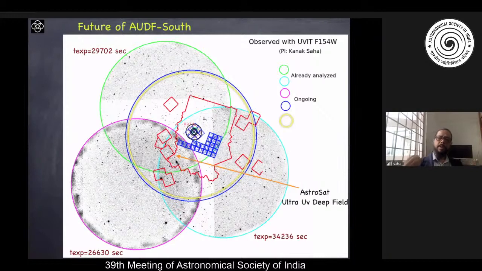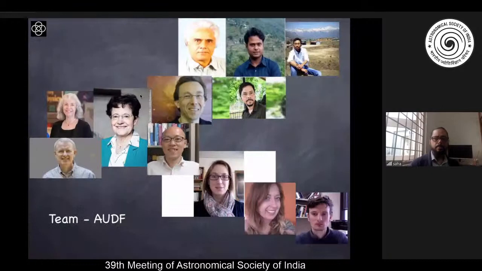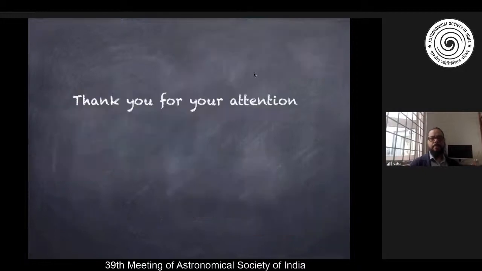And this part here is going to be the combination of all. We'll have AstroSat and the Ultra Violet Ultra Deep Field, and I think this will be very useful for detecting further sources. And these are the team members who contributed very significantly to this publication. Thank you for your attention.